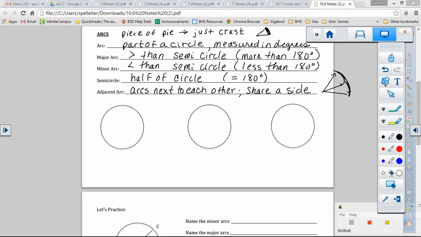So here are three examples. In the first example, we're going to do this. T, circle P, and then S, and then I'm going to put R over here. Okay?